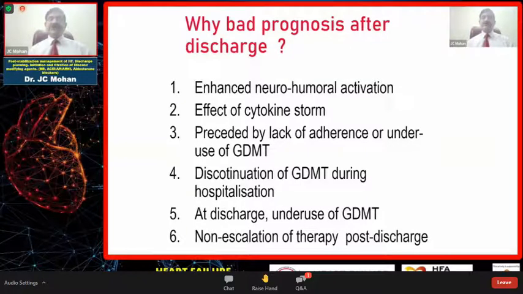Discontinuation of guideline-directed medical therapy during hospitalization and at discharge, underuse of guideline-directed medical therapy, as you saw in the Trivandrum Heart Failure Registry, and of course, non-escalation of therapy post-discharge. We don't go to the maximum tolerated doses. We don't give all the four or five classes of drugs which are necessary.